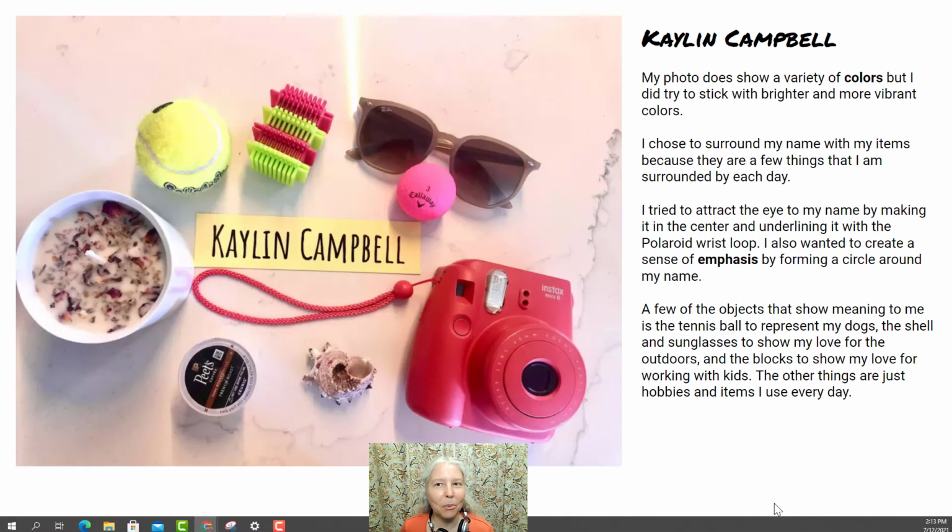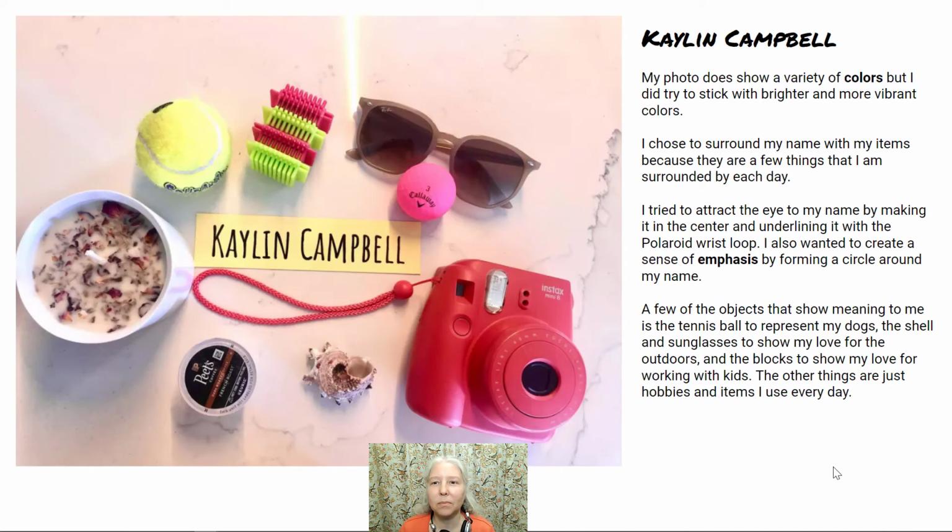And the last example is by Kaylin Campbell. My photo does show a variety of colors, but I did try to stick with brighter and more vibrant colors. I chose to surround my name with items because there are a few things that I am surrounded by each day. I tried to attract the eye to my name by making it in the center and underlining it with the Polaroid wrist loop. I also wanted to create a sense of emphasis by forming a circle around my name.